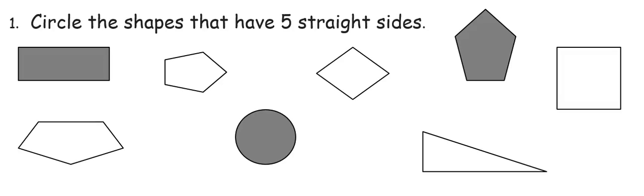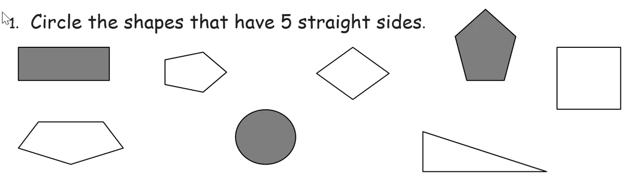This tutorial is for first grade, Module 5, Lesson 1. This is our geometry module, and we'll be looking at different attributes or qualities of shapes. The directions here say circle the shapes that have 5 straight sides.